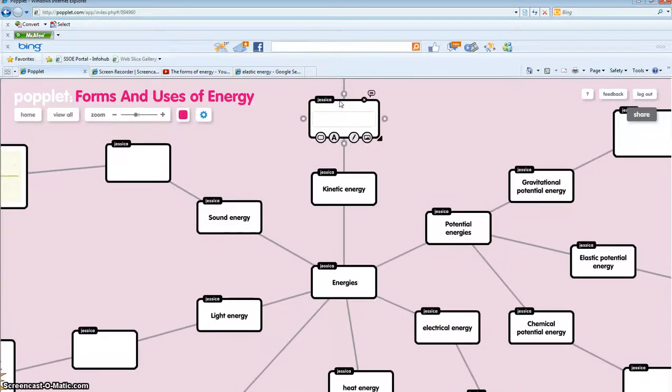First, let's learn about kinetic energy. Kinetic energy is the energy possessed by a moving object. The faster the movement of an object, the greater amount of kinetic energy it will possess.